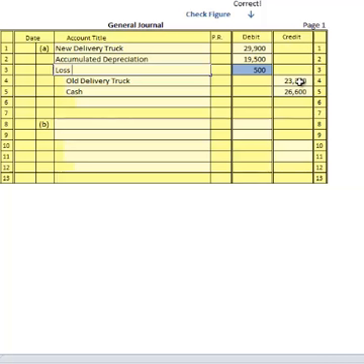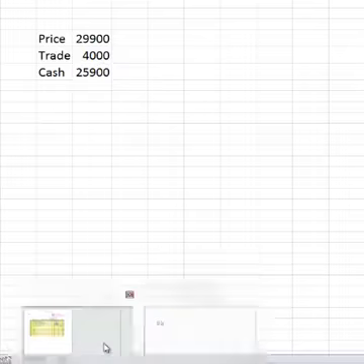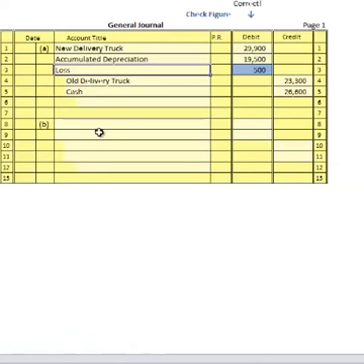So now let's do the same problem and assume now that we're getting a bigger trade-in. So if we go back over here and assume that we're getting a $4,000 trade-in, that means we're giving up cash of $25,900. Alright, so we're going to go through the same process in the second entry, assuming that we have a gain. Now this is not in exercise 16.7. This is just the demonstration of how to handle a gain on a trade-in.